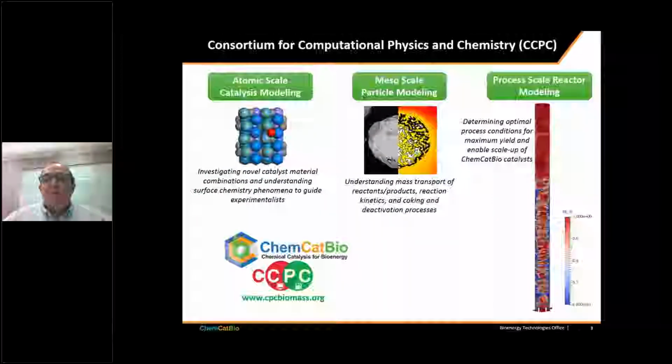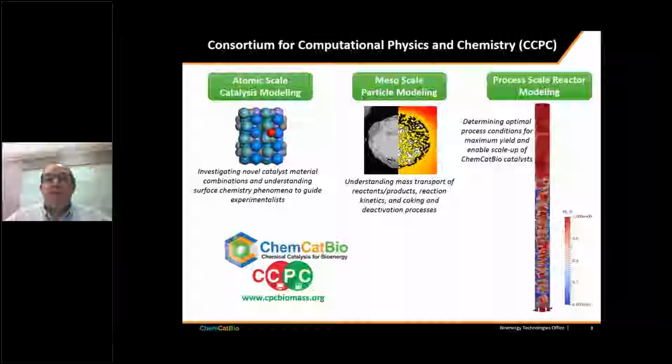Today we'll be talking to you about 3 different areas. This is kind of how we organize our team. We have modeling activities going on at the atomic scale, where we're doing modeling of catalysis at the very molecular level. We also have modeling at the meso scale, where we're actually modeling catalyst particles and the different processes that go on at that scale. And finally, we do modeling at process scale, full reactor systems.